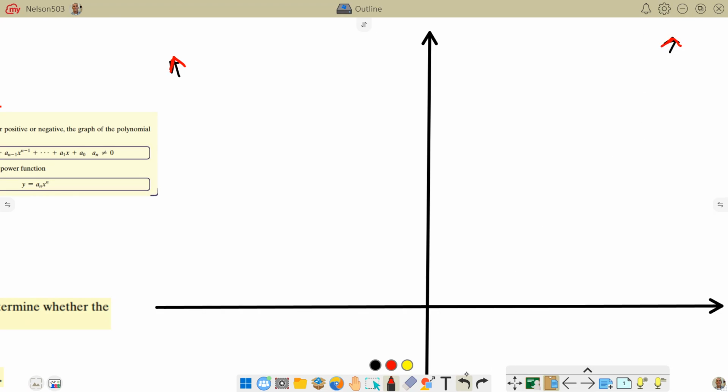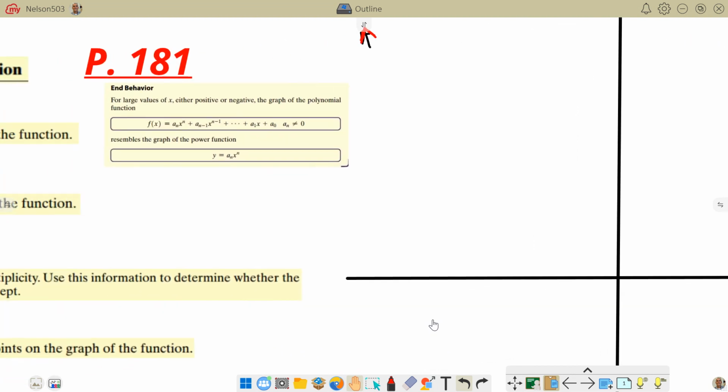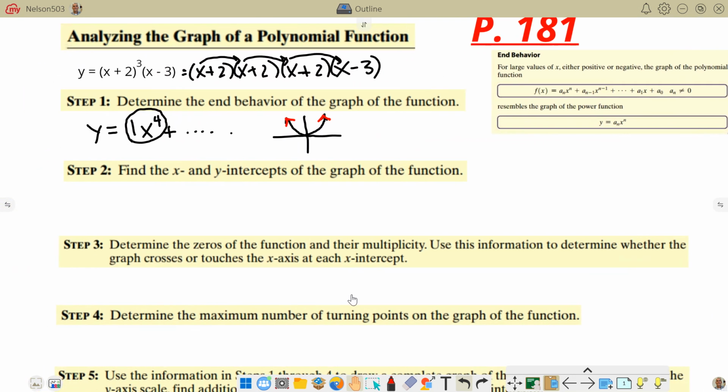Okay, so that was one of the things I looked at on your quiz. Do you have up arrow, up arrow? Okay, and that's because we had an x to the 4th. If we would have had an x cubed here, then it would look like a cubic function. It'd be going down on the left, it would be coming up, and it'd be going up on the right.